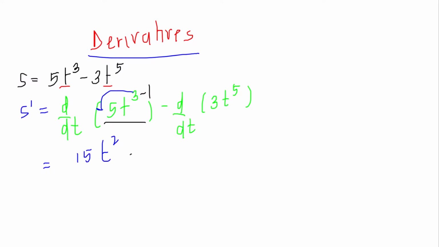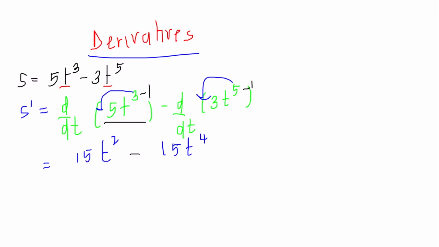Now we subtract from that the derivative of this one, and we just do the same thing. We multiply the power with the coefficient of the t, and then we subtract 1 from that power. So it's going to be 15 again. 5 times 3 is 15, and from the power we subtract 1, so it becomes 15t to the power 4.